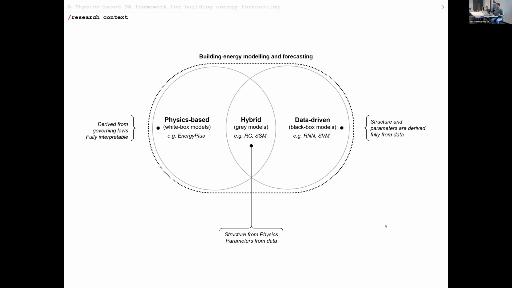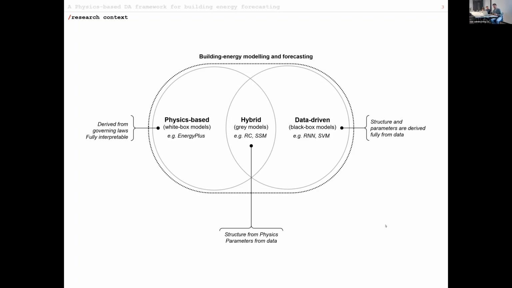and we can categorize them into three main categories. That is physics-based models that are generally derived from governing laws and are typically fully interpretable, which means we can understand the mechanics. We can view the mechanics of the physics as such. Then there are data-driven approaches, which are the trendier approach to forecasting energy in buildings, also known as black box models. These typically have structure and parameters derived from data.